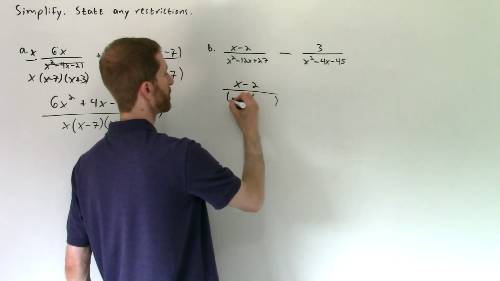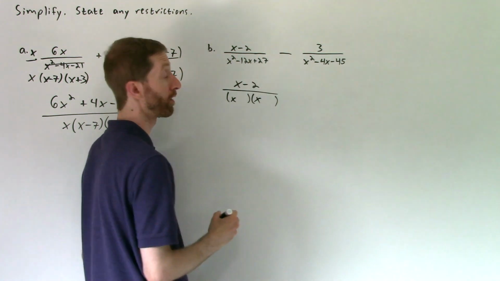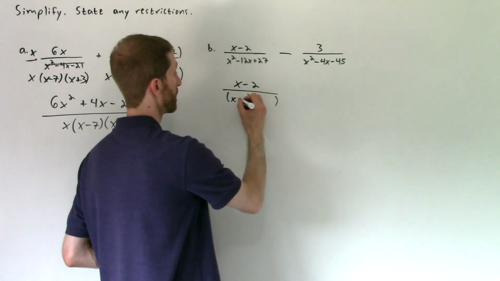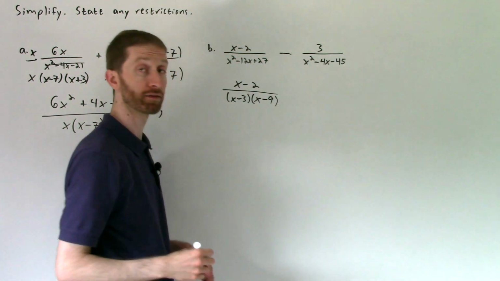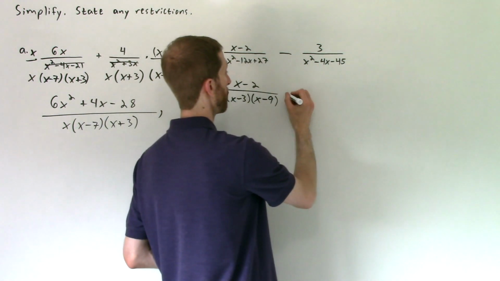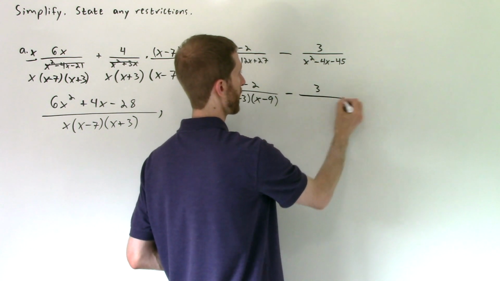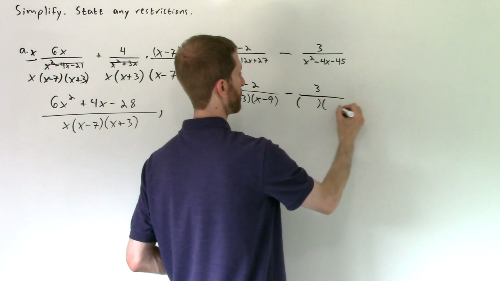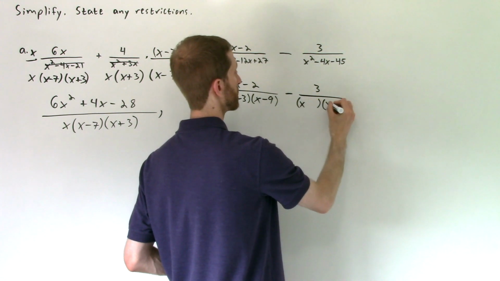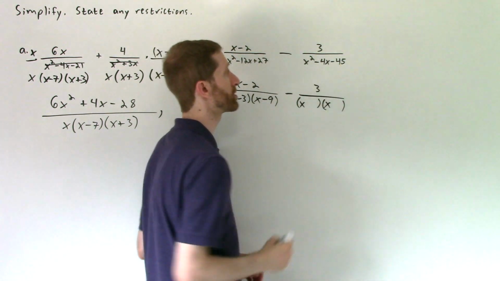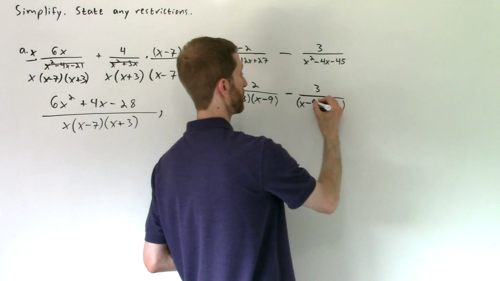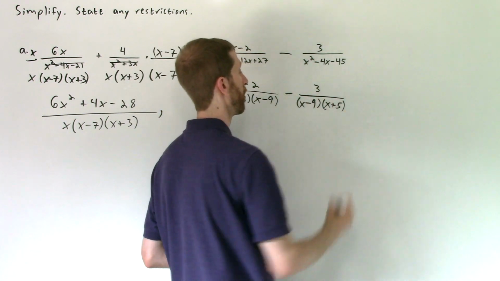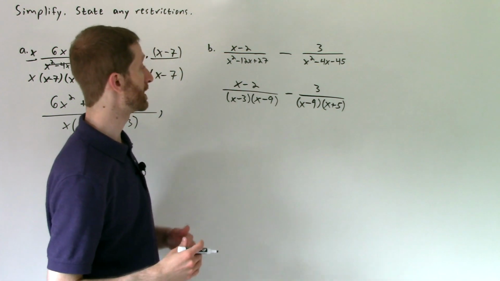Numbers that multiply to 27 that combine to give us -12 would be -3 and -9. So that'd be x minus 3 and x minus 9, because they'll add to give us -12 and multiply to give us 27. All I'm doing is factoring the denominators here, peeps. We get x and x, and then numbers that multiply to 45 that combine to give us -4: -9 and plus 5. All right. So now what we need is a common denominator.